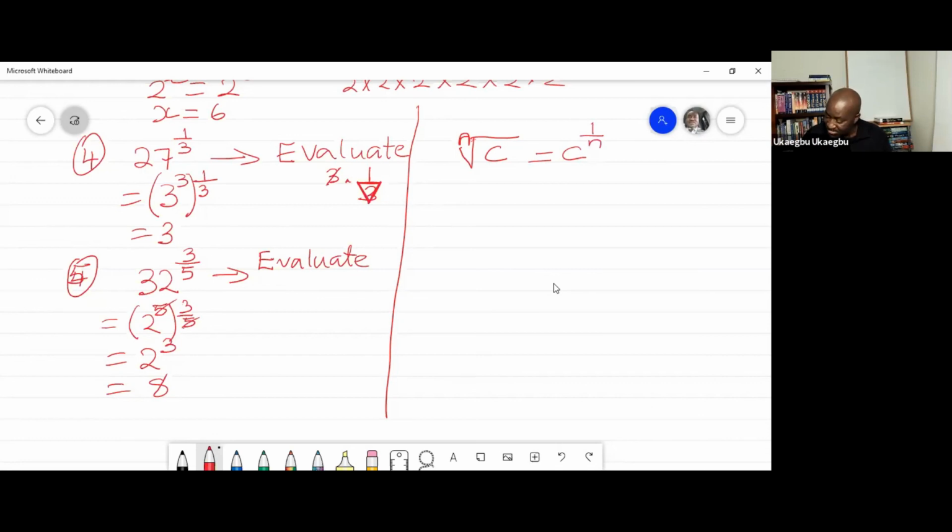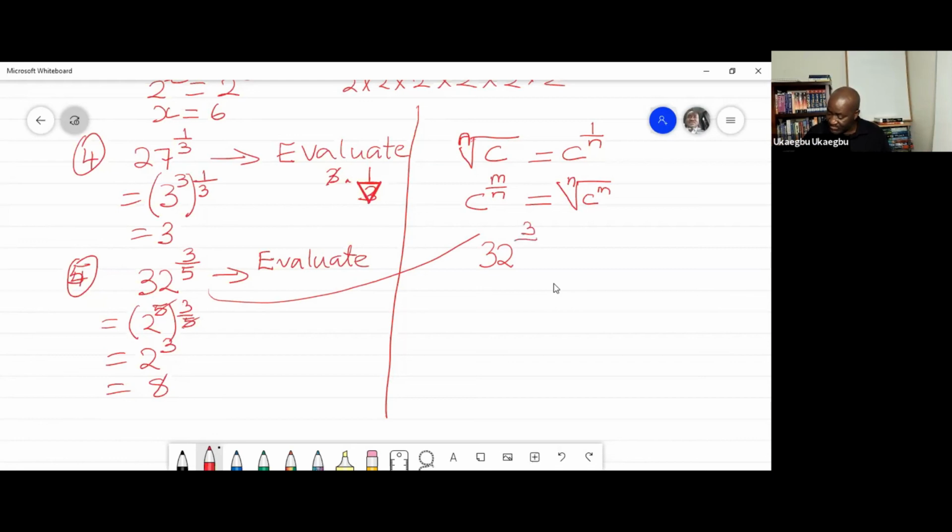If you have another number C raised to power m over n, that is C exponent m over n, it is the same thing as saying the nth root of C raised to power m. So this is a general rule I just wrote. If we apply this general rule to this very 32, you can see that 32 is C, m is 3, and n is 5.